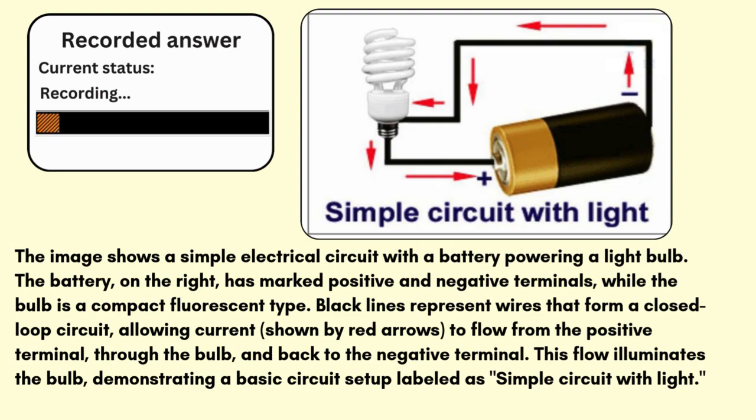The image shows a simple electrical circuit with a battery powering a light bulb. The battery, on the right, has marked positive and negative terminals, while the bulb is a compact fluorescent type. Black lines represent wires that form a closed-loop circuit, allowing current, shown by red arrows, to flow from the positive terminal, through the bulb, and back to the negative terminal. This flow illuminates the bulb, demonstrating a basic circuit setup labeled as simple circuit with light.